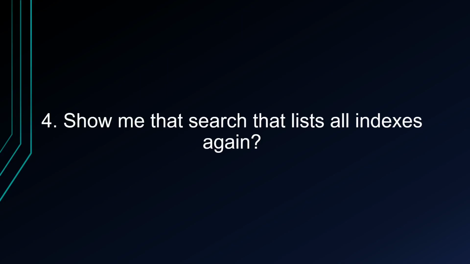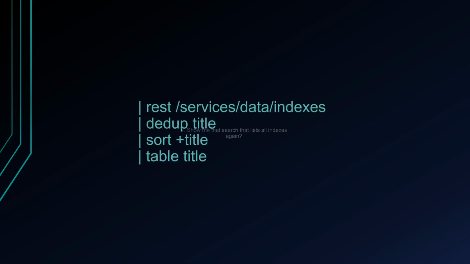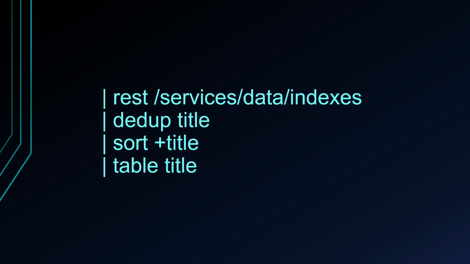Okay, I'll show you again that REST call that should display for you all the indexes available for you to search. So pause the video if you have to, but I'll take a moment here and kind of explain this command. A REST call is kind of outside the intent of this video, but basically the dedup is deduplicating the index titles that are reported back to me, and then we sort those titles by descending alphabetical, and then we spit them all out in a table so it's easy for you and I to read.